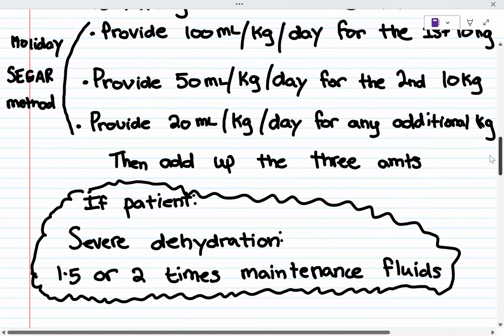But if we're dealing with pediatrics, like I said before, pediatric patients are more susceptible to diarrhea and dehydration. So if a patient is severely dehydrated, you simply do 1.5 or 2 times the maintenance fluid. So I'll explain.